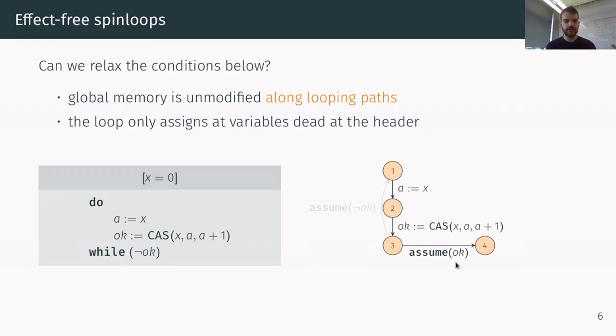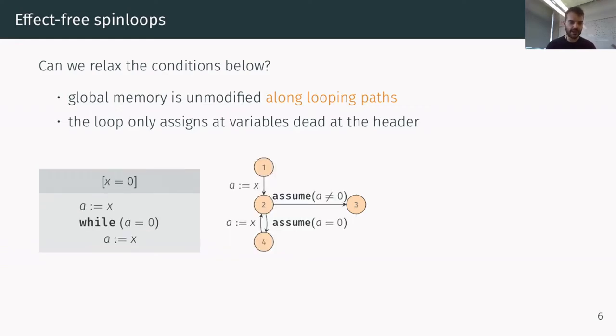Now, as far as the second condition is concerned, the reason why we would like to relax it is to capture loops like this one. This is basically a modification of the do-while loop that I showed you before. It reads x, and then if the value read is 0, it keeps reading x until it reads a non-zero value. But now we cannot do a spin-assume for this loop because the loop modifies the variable a, which is live at the header, which is node 2 here.